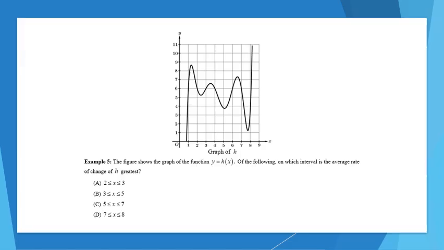Right, so example 5. The figure shows a graph of the function h of x. Of the following, on which interval is the average rate of change the greatest? So let's take a look here. If we're looking from 2 to 3, that's going to be this rate of change. So the slope of this line should just be 0. From 3 to 5, that's going to be around this point in here. Slope of that line should just be minus 1. From 5 to 7, that's going to be right there. The slope of that line should just be plus 1.